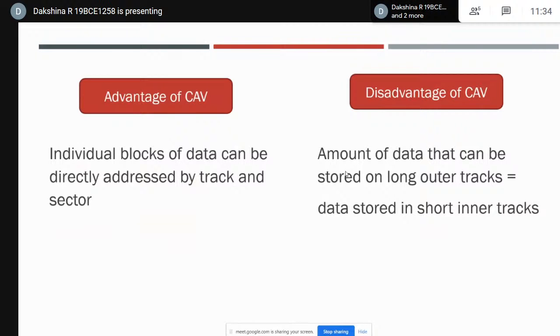To increase density, modern hard disk systems use a technique known as multiple zone recording, in which the surface is divided into a number of concentric zones. Within a zone, the number of bits per track is constant. Now, Dakshina will continue to explain more about the magnetic disk, starting with the physical characteristics of its head.